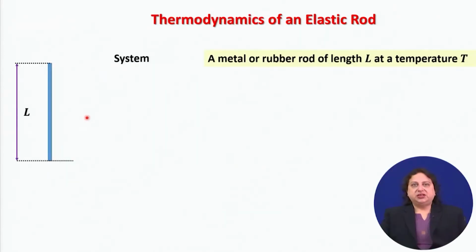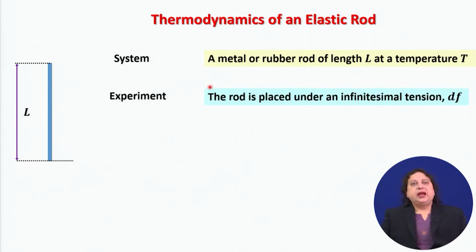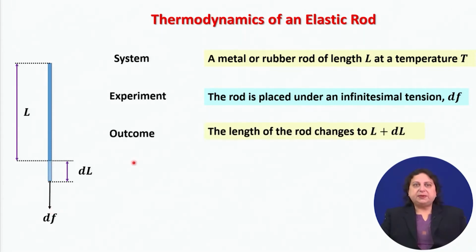Okay. So, as I have mentioned here, the system that I have chosen is a thin rod made up of metal or rubber, and this is of length L as shown in this figure, and this is being maintained at a temperature T. Now, what I do is I do an experiment where I place the rod under an infinitesimal tension dF, and therefore, I will hold this end fixed and I will apply the tension on this end. And the outcome of the experiment is that the length of the rod changes to L plus dL. So, what is the infinitesimal change in the length of the rod? This is this amount as shown here, that is dL.